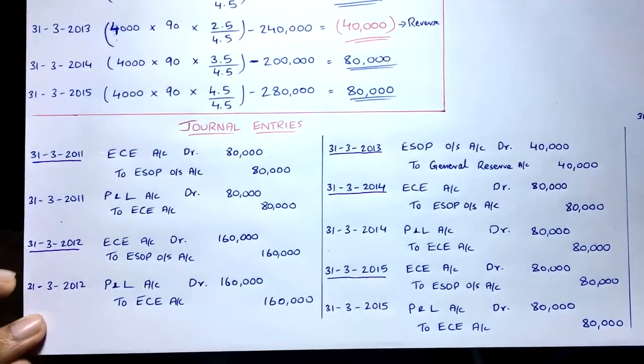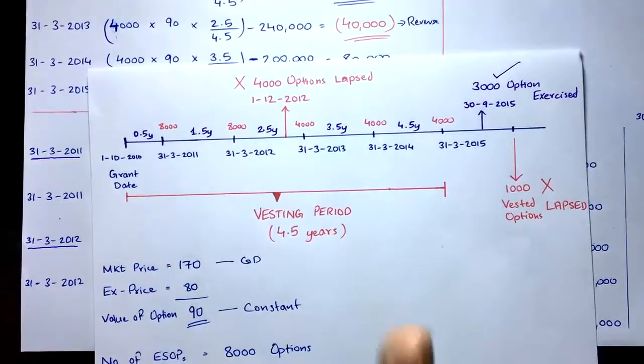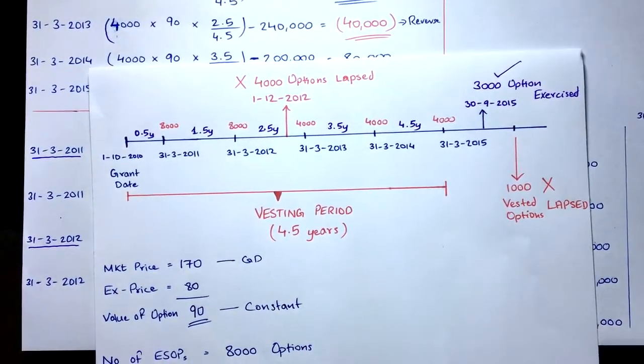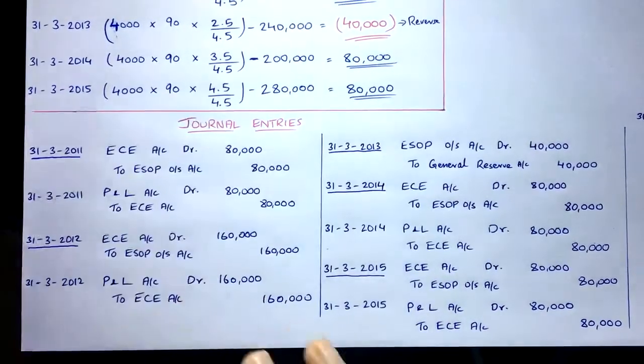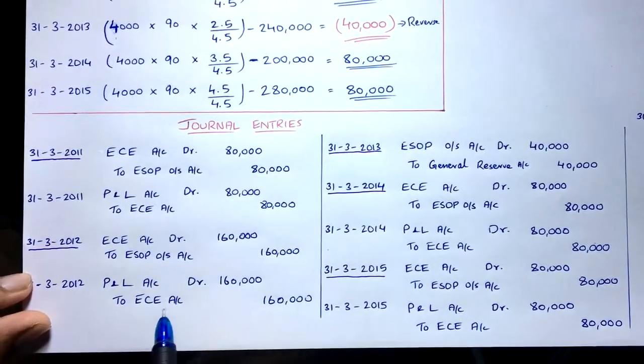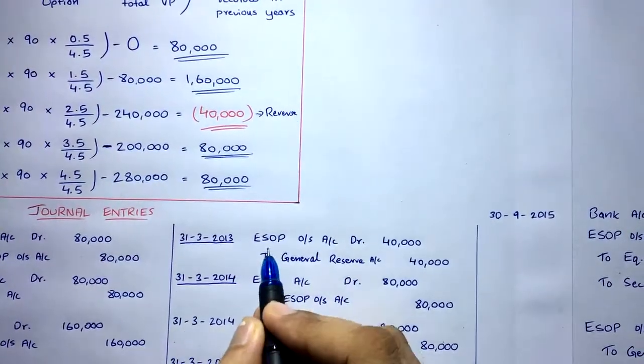Profit and loss account debit on the same date, 31st March 2012. All these things are happening at the end of the year. Okay, don't think that we are recognizing the expense in advance and then we are transferring it at the end to the profit and loss. No, that's not happening. We are doing everything at the end of the year. Is that clear? So profit and loss account debit 1,60,000 to employee compensation expense account credit 1,60,000. Simple. Then third year, 31st March 2013, same thing.